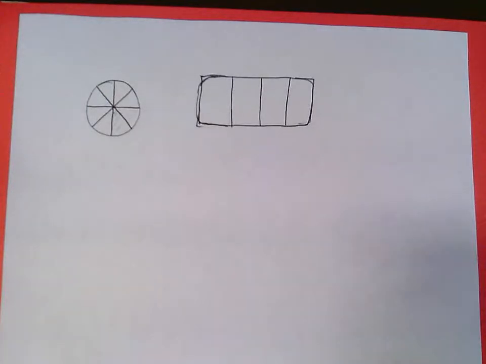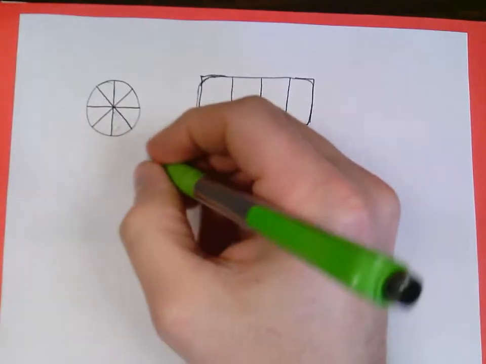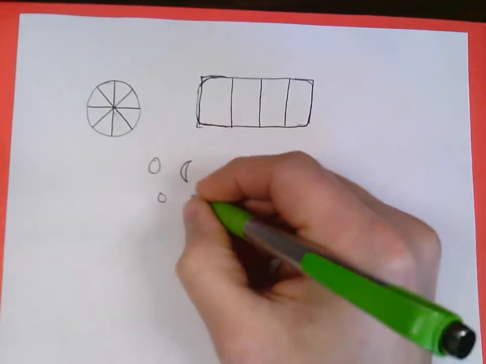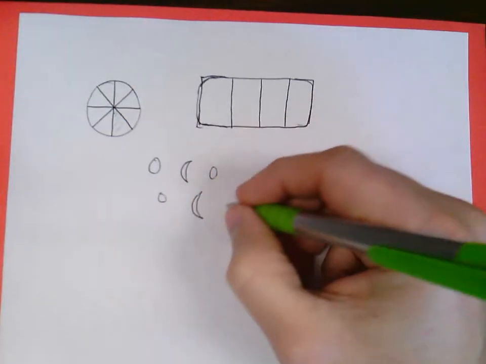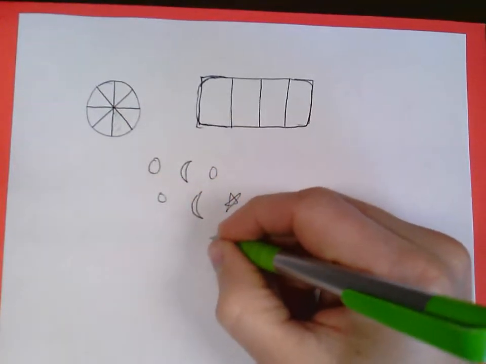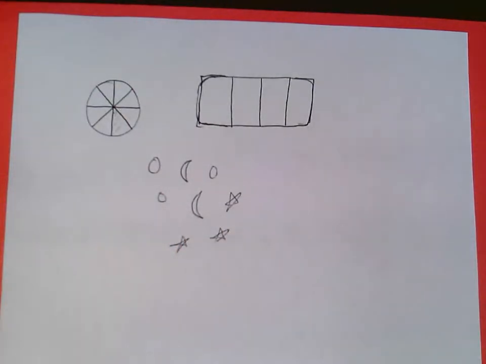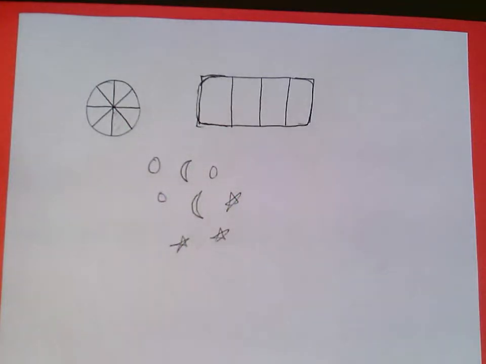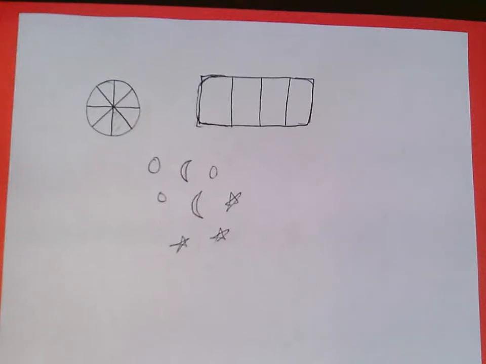And then I can do parts of a set. With parts of a set, for this example here, I have circles, and I have moons, and I have stars. Now, these are parts of a set because there's 1, 2, 3, 4, 5, 6, 7, 8 different things, but they're each their own individual thing. They don't belong to a part of a whole. They are their own things.